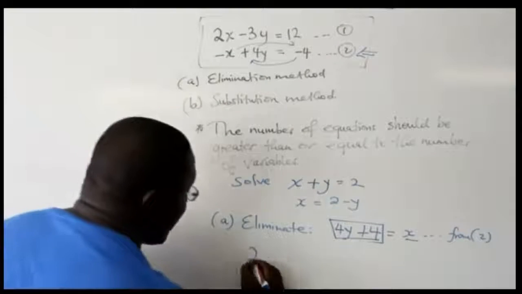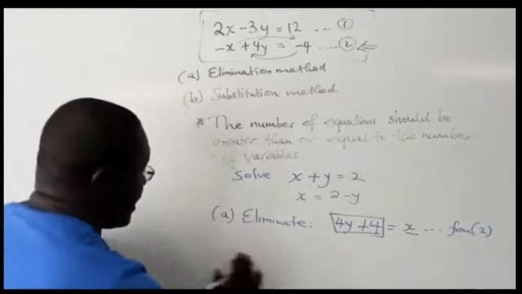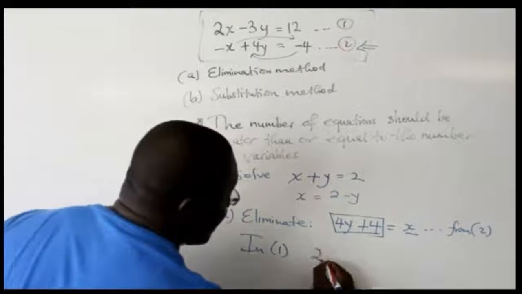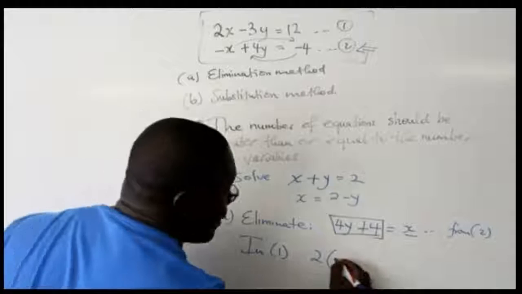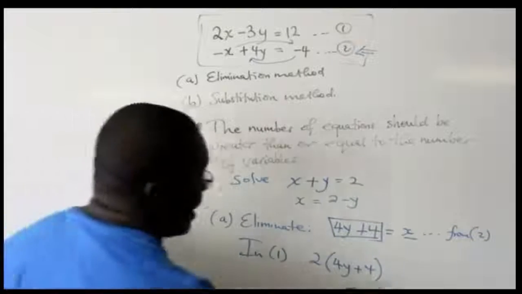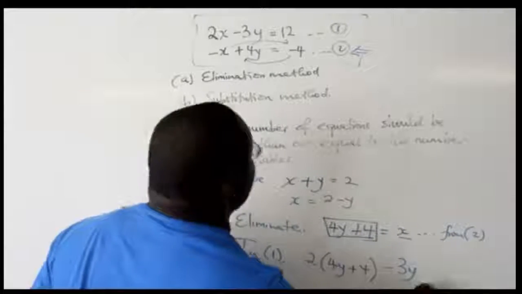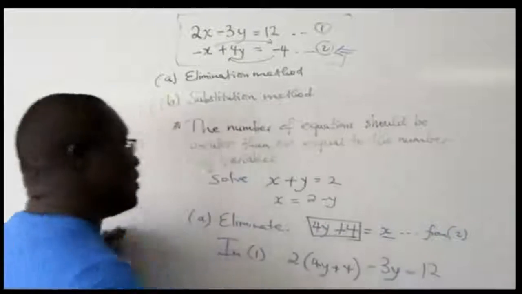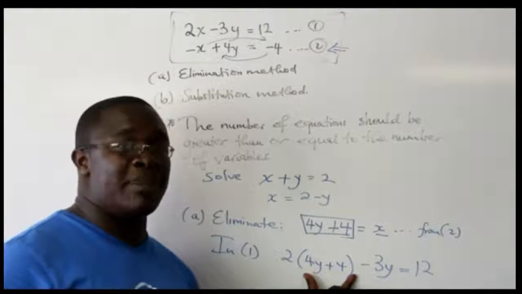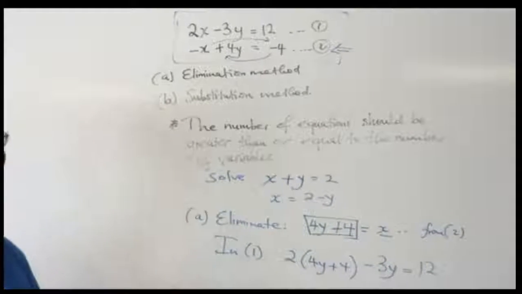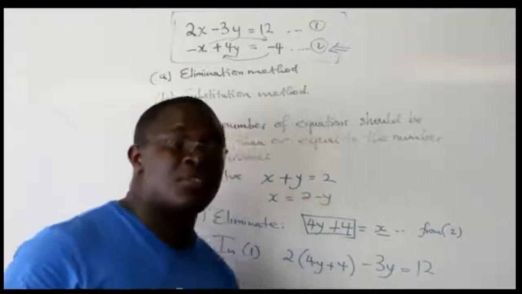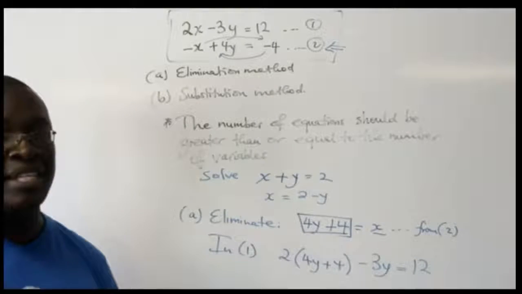Right, so in equation 1, 2 times x, but instead of writing x, I'm going to write 4y plus 4, minus 3y is equal to 12. So by replacing the x with the 4y plus 4, I've actually eliminated x. And now I have one equation with one unknown. So that is the situation I wanted.